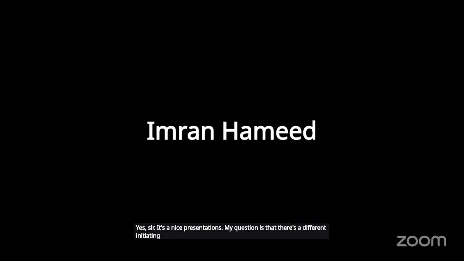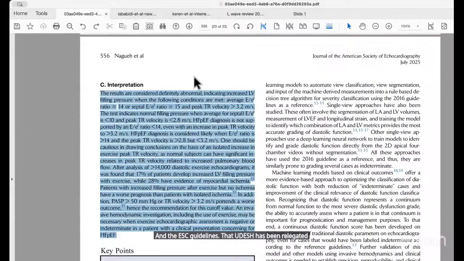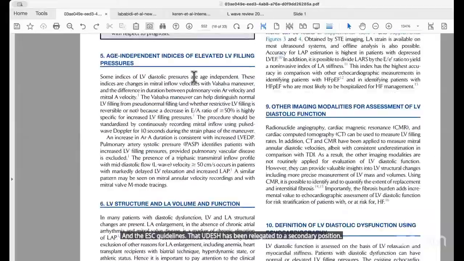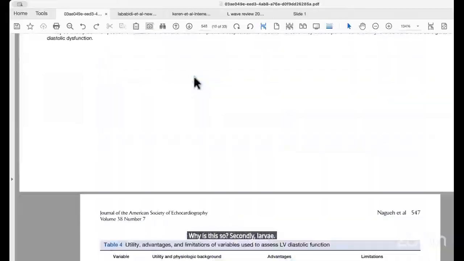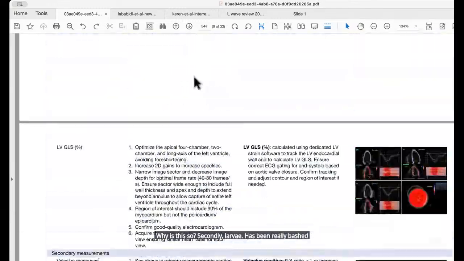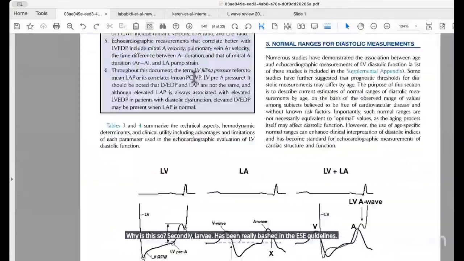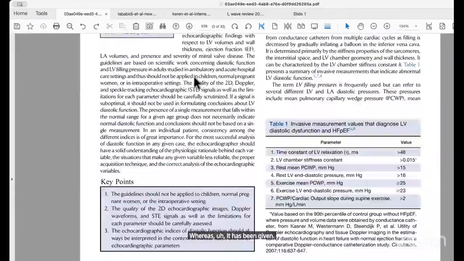Yes, sir. It was a nice presentation till now. My question is that there are different initiating points between the BSE and the ASE guidelines. The E prime has been relegated to a secondary position. Why is this so? Secondly, LAVI has been really bashed in the ASE guidelines, whereas it has been given prime importance in the BSE guidelines.